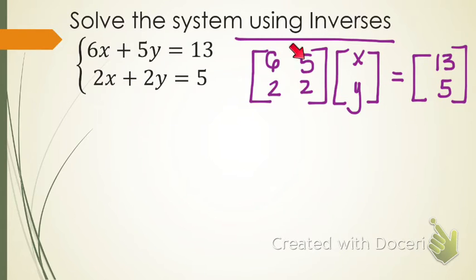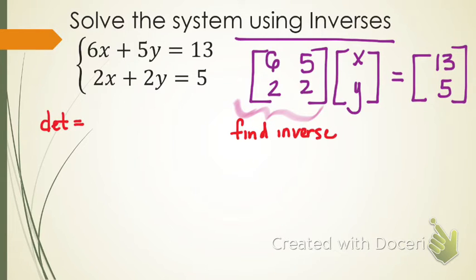So working with this matrix, I want you to find the inverse. Find the inverse of this matrix right here. So in order to find the inverse, you start off by finding your determinant. And this is the same example we just did, but we'll work through it again. So the first thing we're going to do is find our determinant, which would be 6 times 2 minus 5 times 2, which is 2.